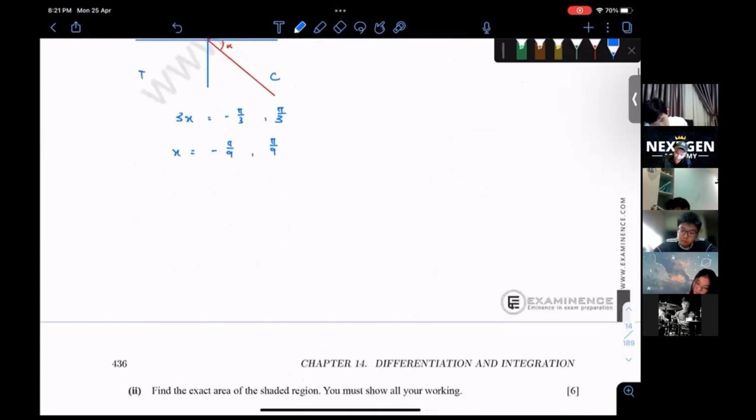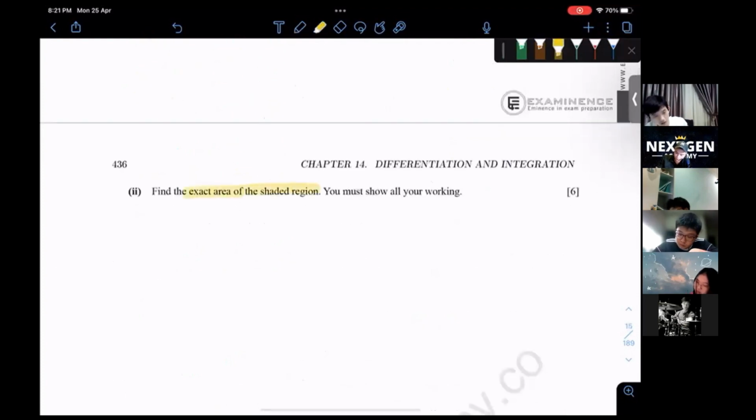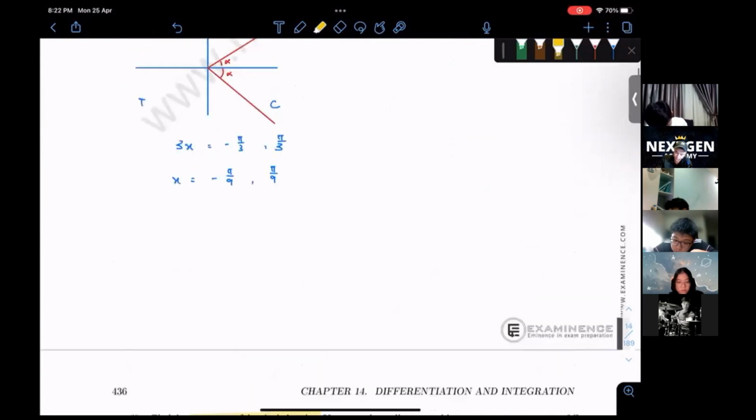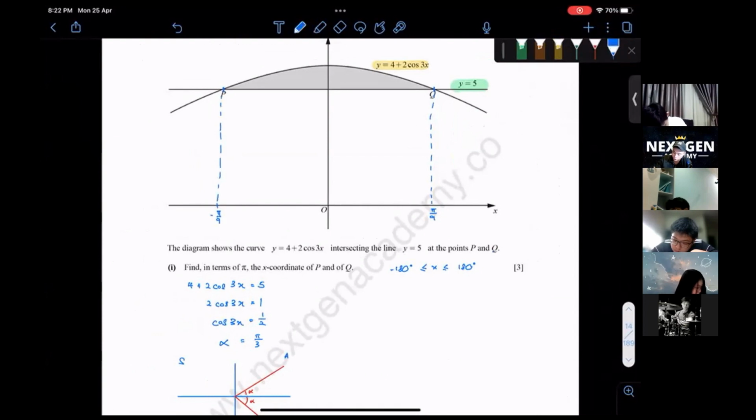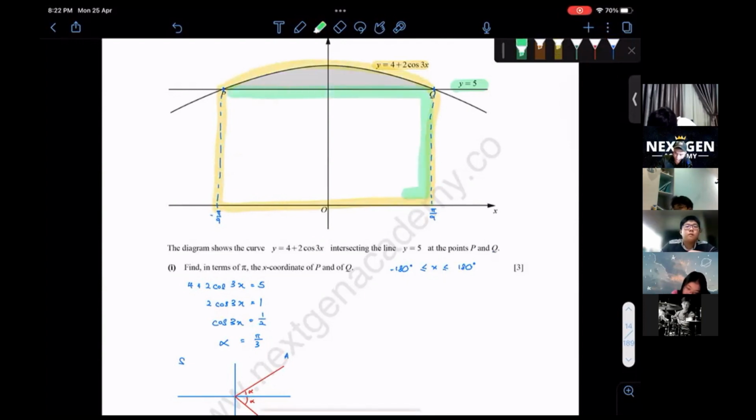Then the second part is find the exact area of the shaded region. You must show all your working. 6-mark question. Let's do it over here so I can see the graph properly. For this, if you all see, there's a rectangle there. So I can take the area under the curve, which I will find this whole section here, minus this green part here.